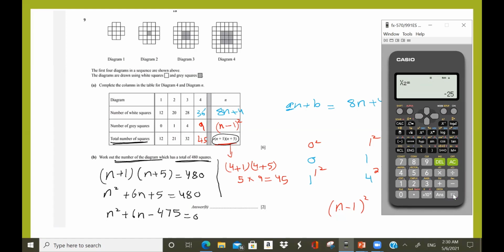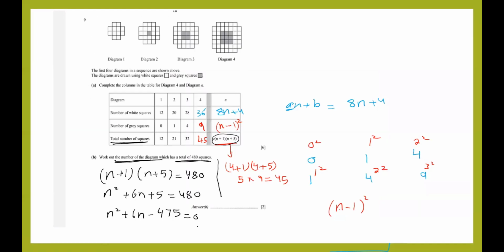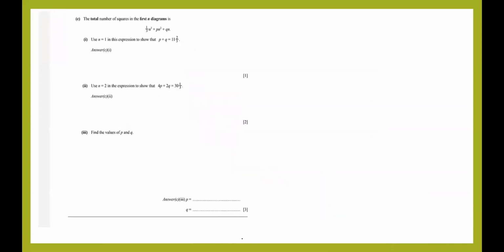So n is 19 or negative 25, and for sure we don't accept negative for the order of the terms. So the n is 19. So the term that has the order 19, this is the term that has a total of squares, gray and white, 480 squares. Let's see part C.